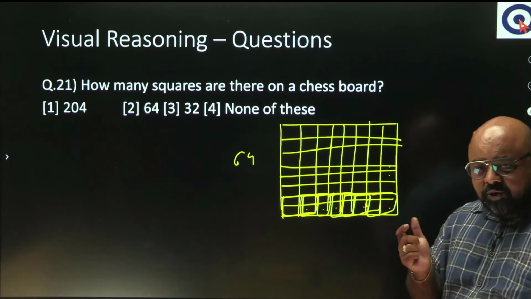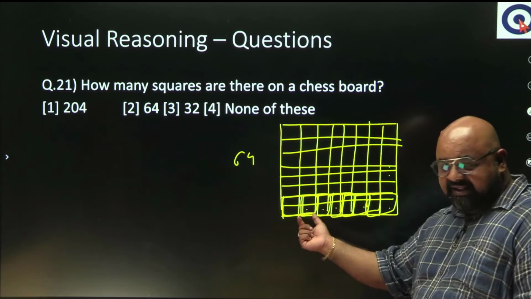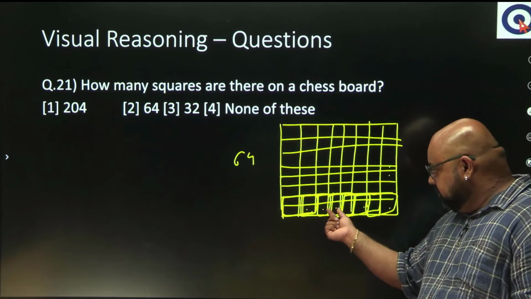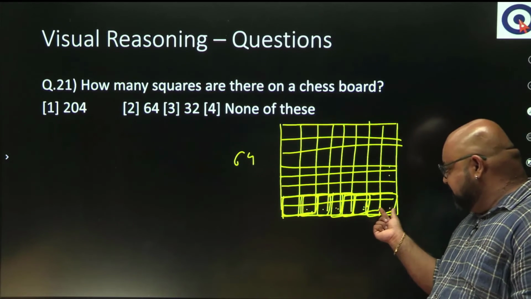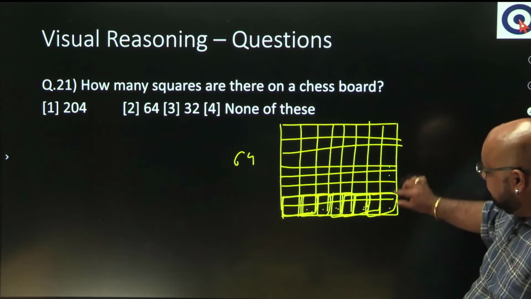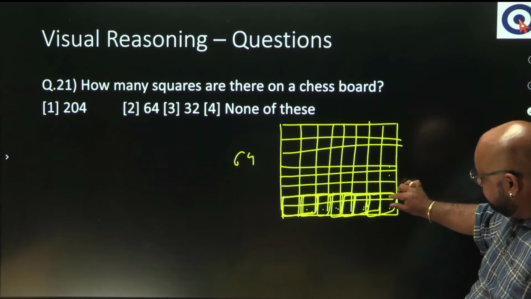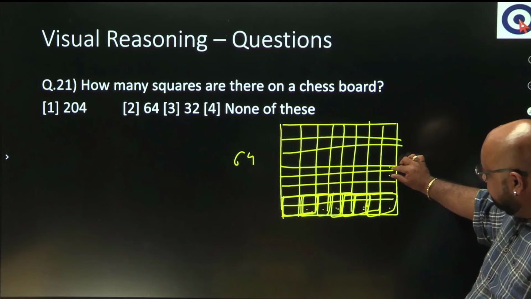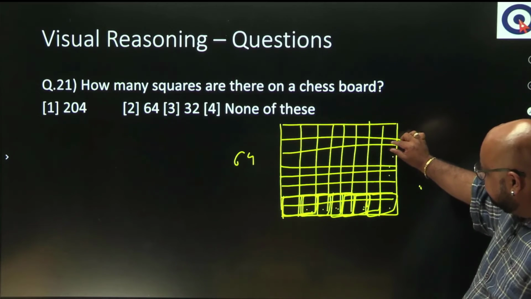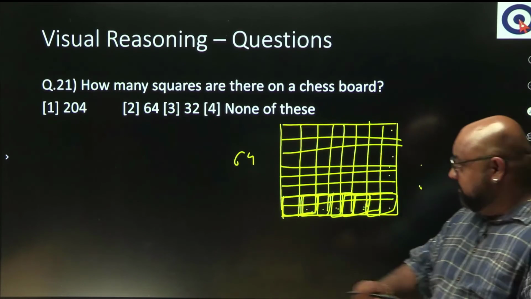So when I'm making a 2 by 2 square, how many squares are there in the horizontal? 1, 2, 3, 4, 5, 6, 7. 7 in the horizontal. Similarly, there will be 7 in the vertical. 7 by 7 will be 49.